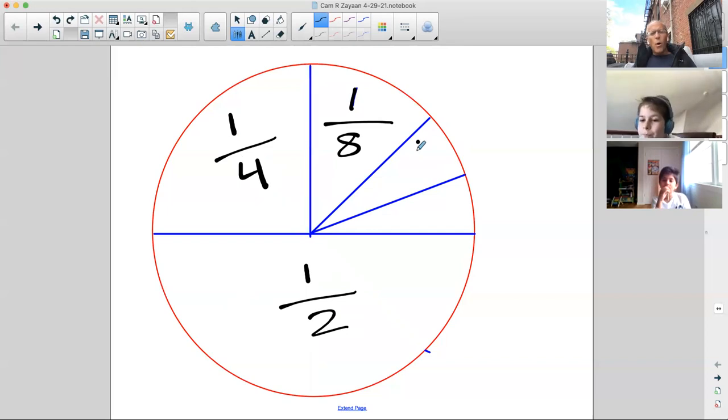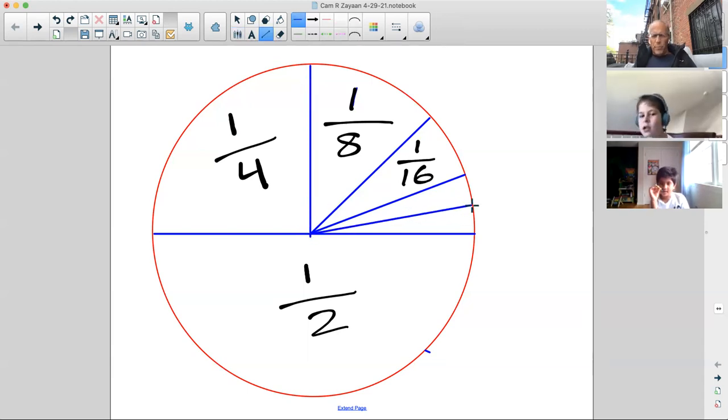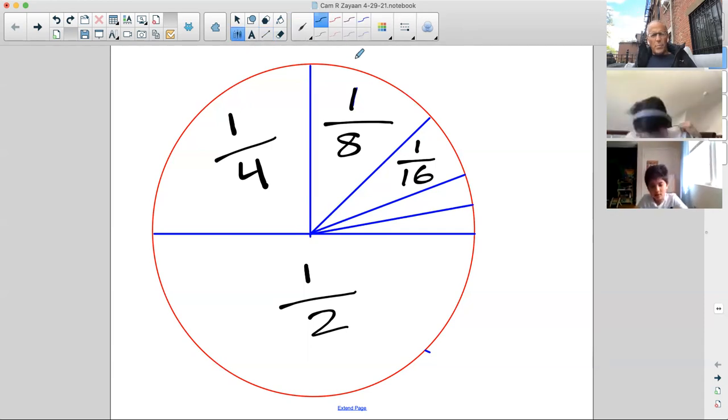16th. Oh my gosh. Cam, you're awesome. Now, what if, and don't yell it out loud because I want both of you working on it. What is half of a 16th? Please just wait before you call it out. Write it down. Cam, you have your pencil? Let me double check. Oh, here it is. Good man. And so what did you come up with, Zion?